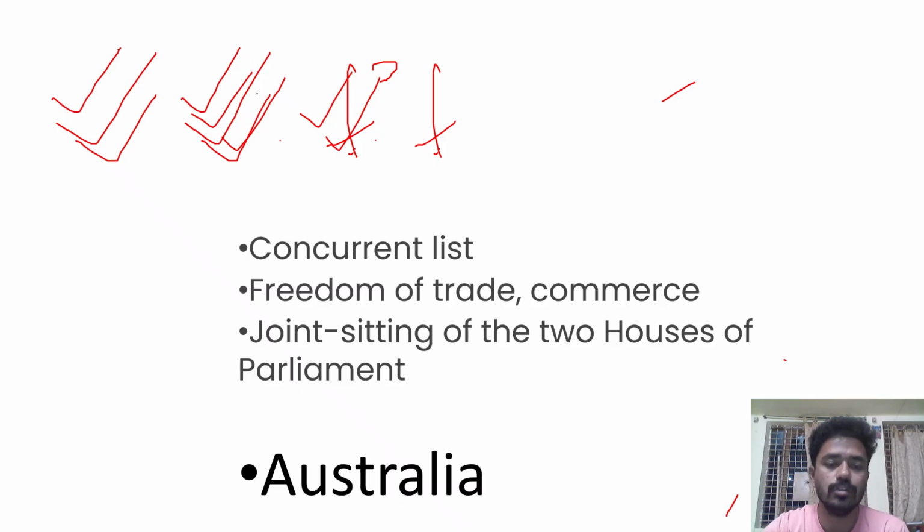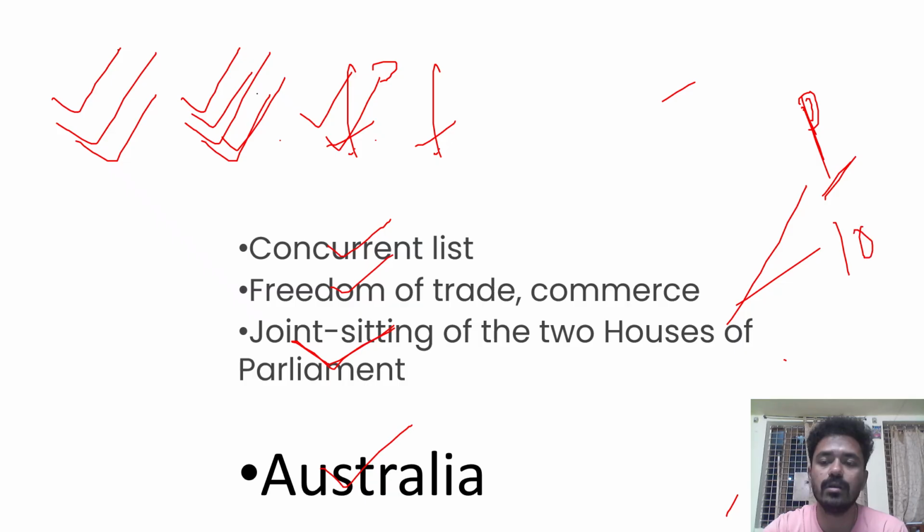See here, the joint sitting is very important. Concurrent list, freedom of trade and commerce, and joint sitting of the two houses of Parliament, all these things are borrowed from the Australian Constitution. The joint sitting of the two houses of the Parliament is summoned by the president. Article 108 deals with the joint sitting of the two houses of the Parliament.